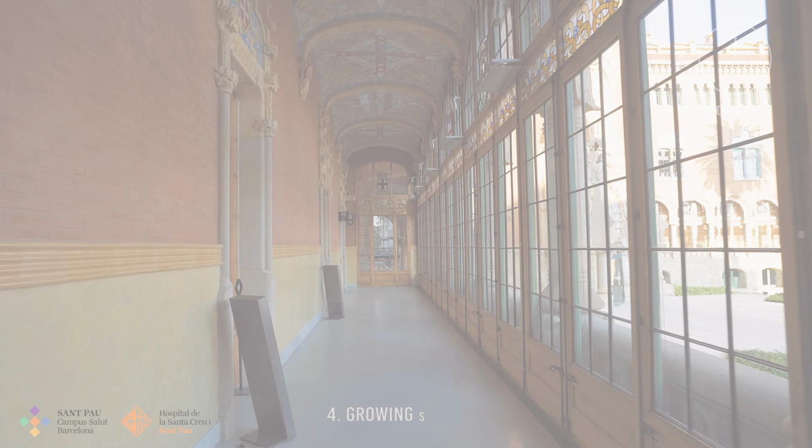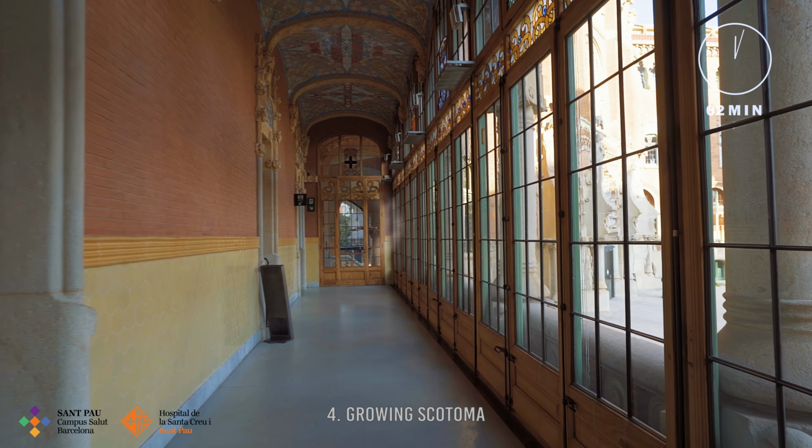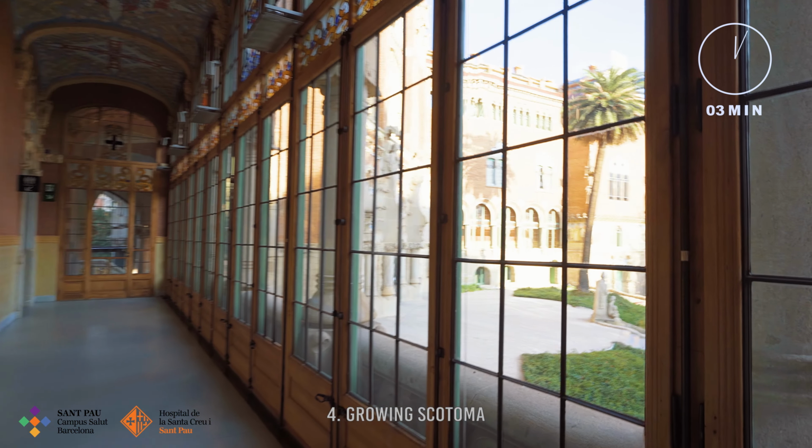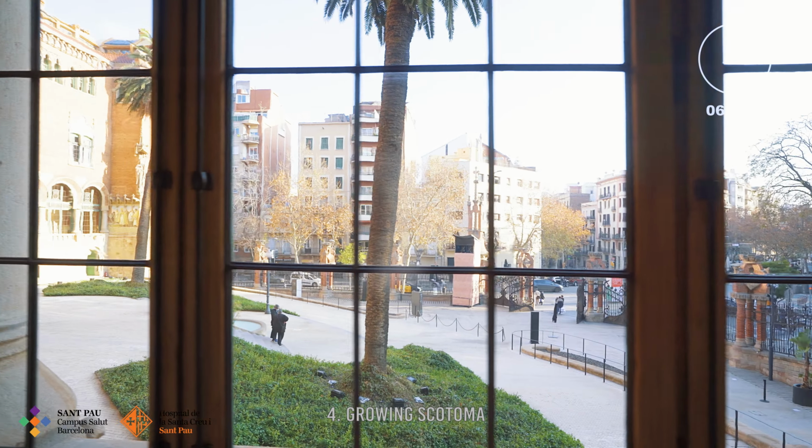Growing scotoma. Also called C-shaped or bean-shaped. It is a generally grayish spot in the shape of a crescent moon, which expands progressively and disappears.